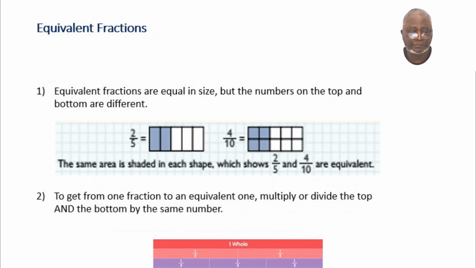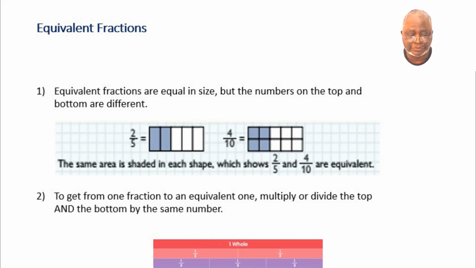Equivalent fractions. Equivalent fractions are equal in size, but the numbers on the top and bottom are different. Look at this diagram in front of you. You'll see that the same sized rectangles are split into 5 and 10 sections. The first one is 2/5, and the second one is 4/10, if you look at the shaded area. The same area is shaded in each shape, which shows that 2/5 and 4/10 are equivalent.